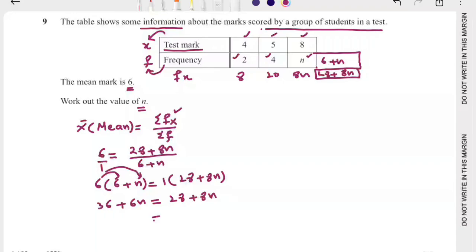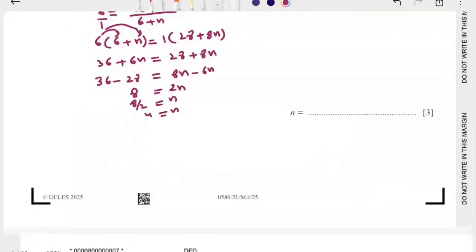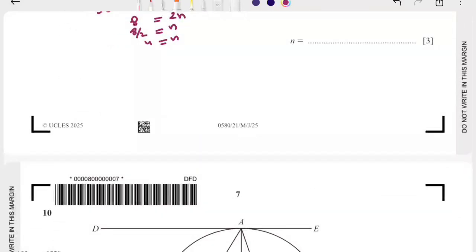Now compare the like terms, 8n minus 6n and 36 minus 28. So 36 minus 28 would be 8 and 8n minus 6n would be 2n. So divide by 2. So the value of n is equal to 4. This is the final answer.